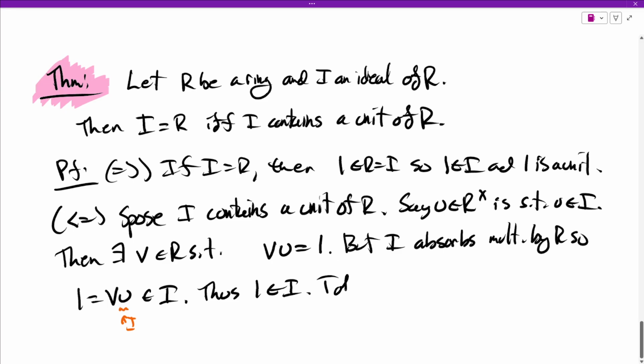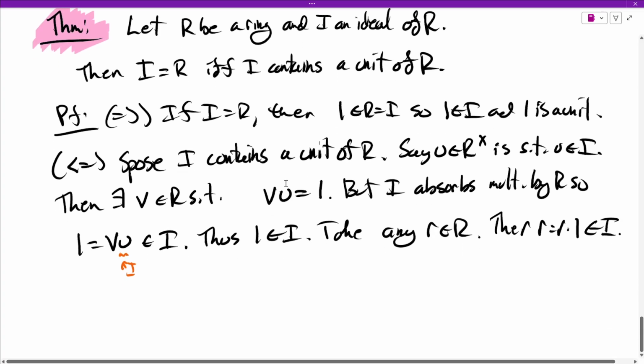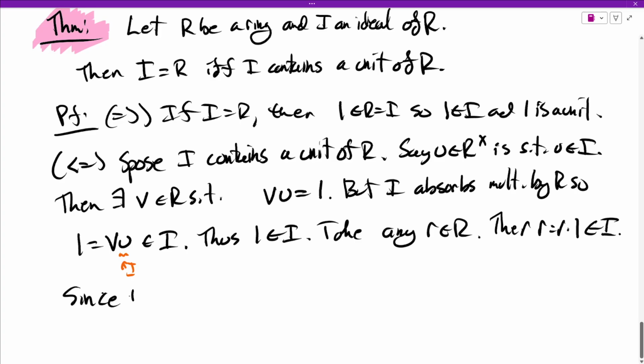Now take any element r of your ring. Then r is r times 1, but 1 is in I. So r times 1 is also in I. So any element of your ring is in the ideal. But certainly I is an ideal of R, so I is a subset of R, and we get that R has to be a subset of I, and so I equals R.